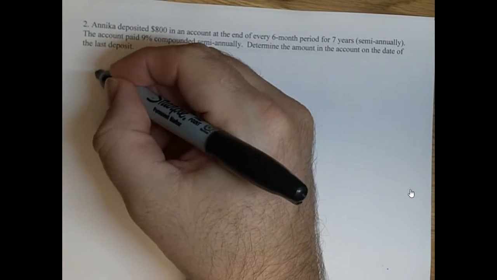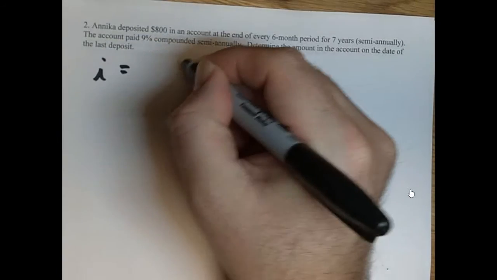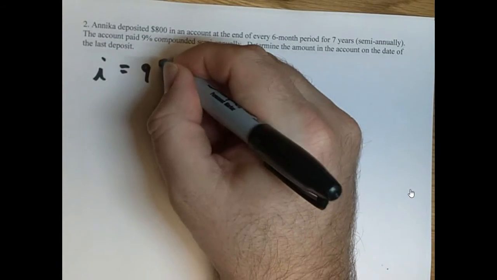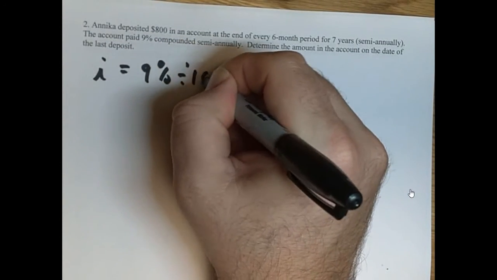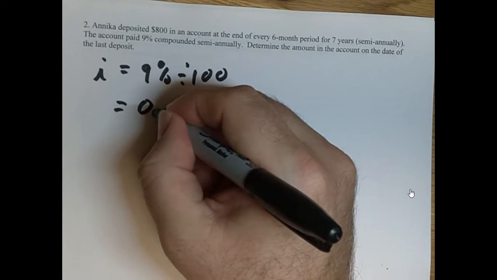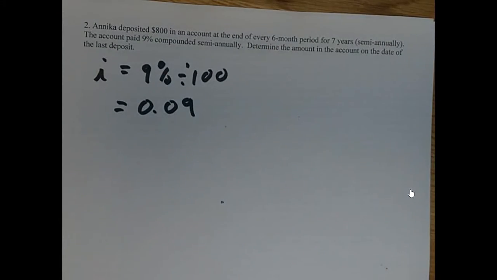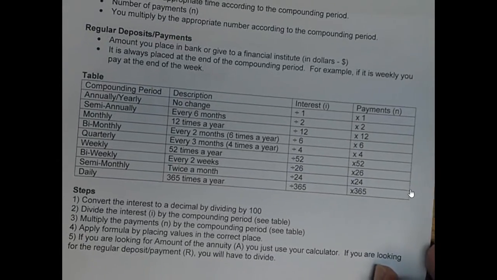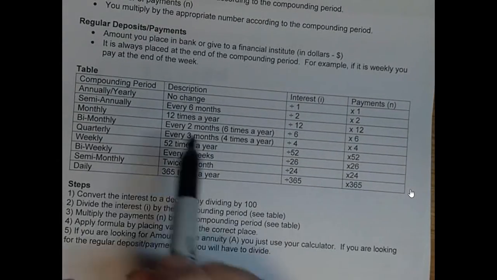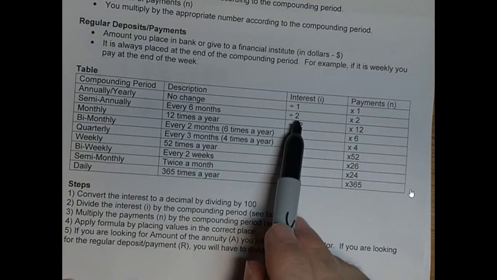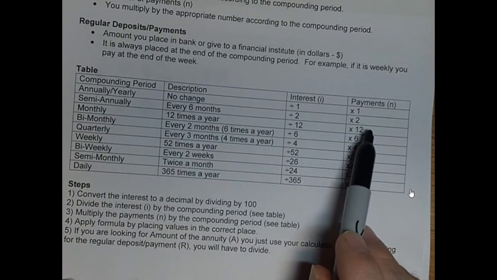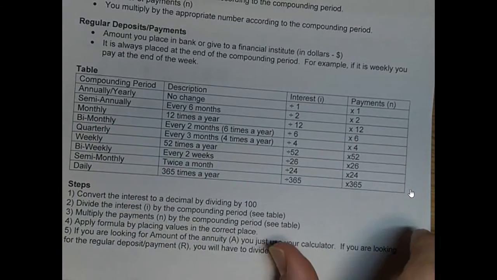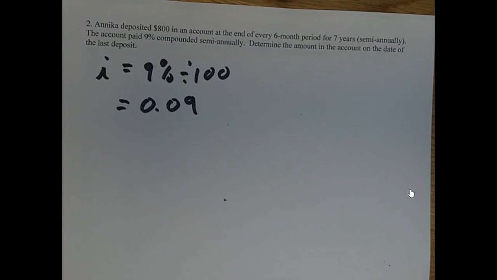And we will go I equals 9% divided by 100. So our first step is to turn that into a decimal. After that, it's semi-annual, so you go to that table or that chart and you want to figure out. So I'll bring the chart up over here that I have. You follow the line semi-annual. You divide the interest by 2 and you multiply N by 2. So you get it right from the chart. So divide the interest by 2.